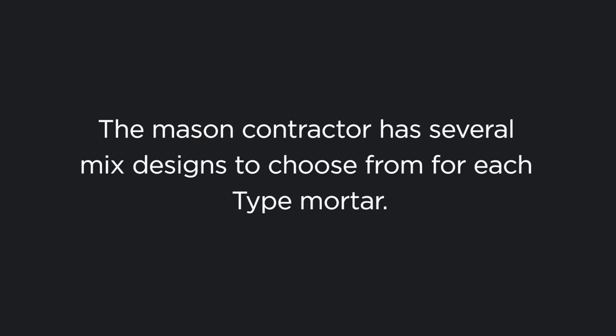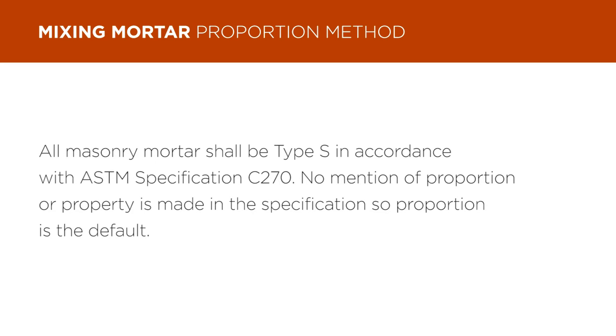The proportion method is the simplest. Unless the specifications state otherwise, the mason contractor has several mix designs to choose from for each type mortar. There is no testing required as long as certificates of compliance documents are provided, although field inspection may still be required. For example, assume the specifications simply state, all masonry mortars shall be Type S in accordance with ASTM specification C270.